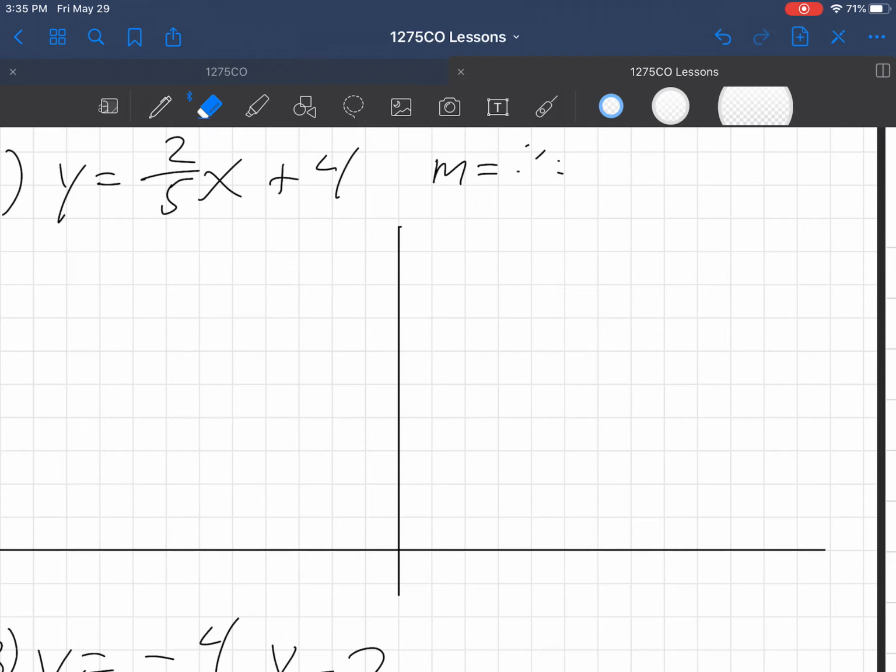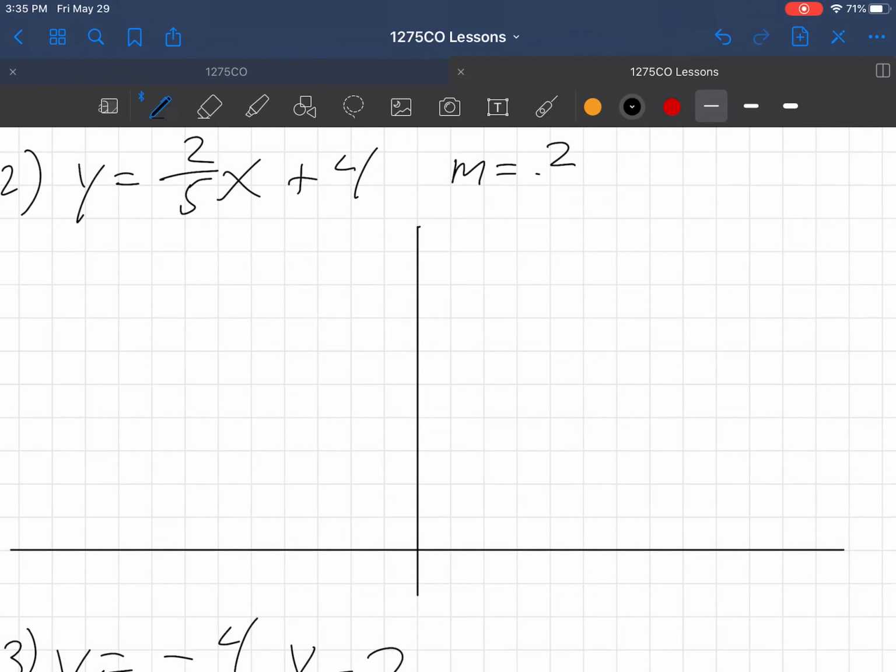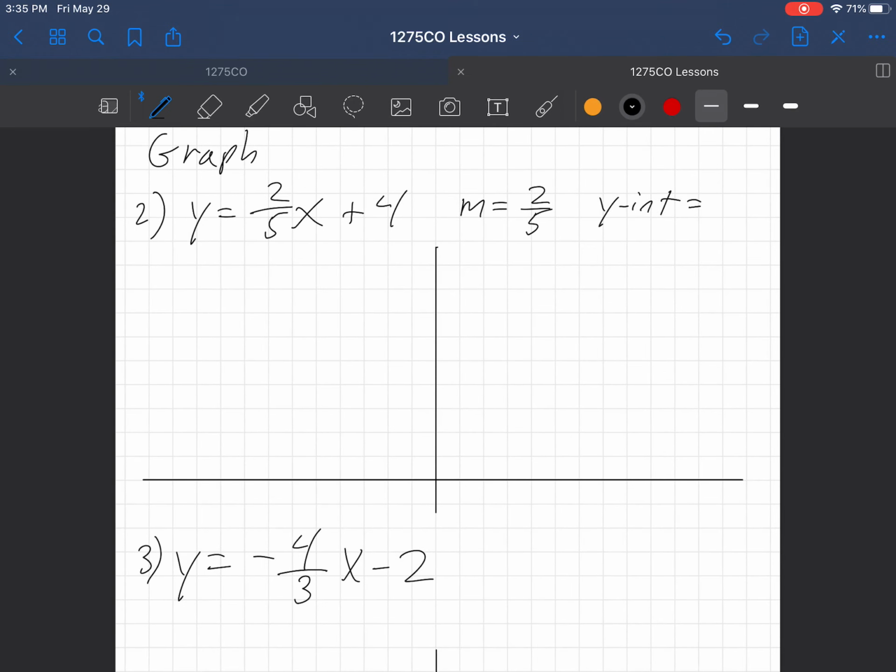Sorry about my iPad there, kind of glitching on me. And the y-intercept is equal to an ordered pair of 0, 4. Again, that's read straight from this equation.